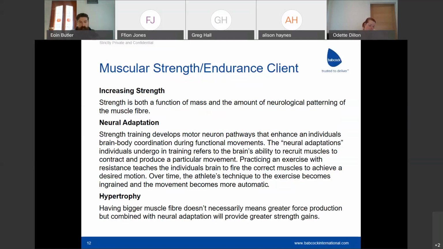So with hypertrophy, having bigger muscle fibers doesn't necessarily mean greater force production. But if you combine that with neural adaptation, it will provide greater strength gains. So just because somebody has got big muscle mass doesn't mean necessarily that they are strong. However, if we combine that muscle mass with the neural adaptation, you will get bigger strength gains.